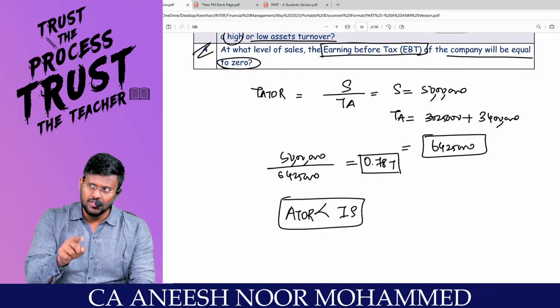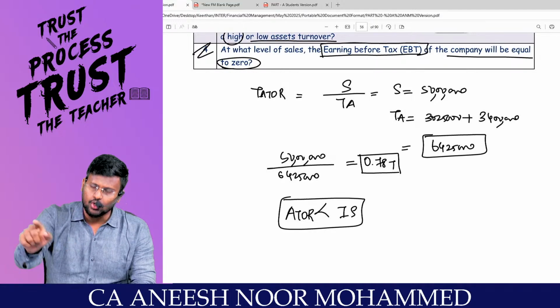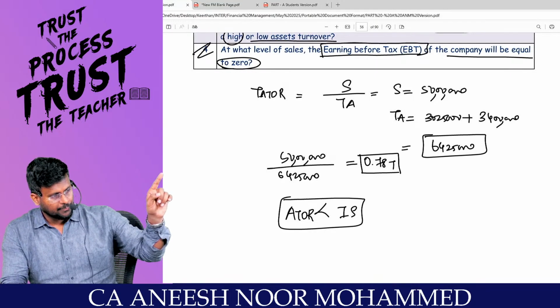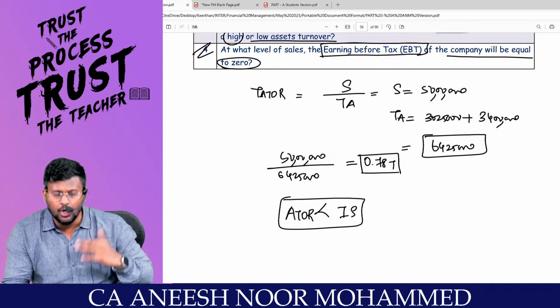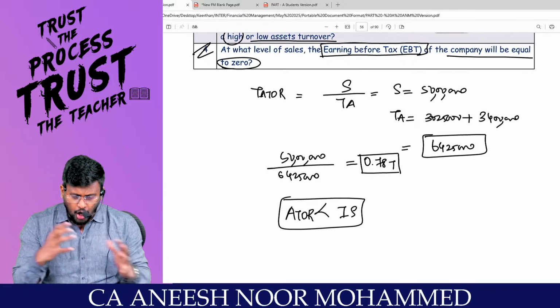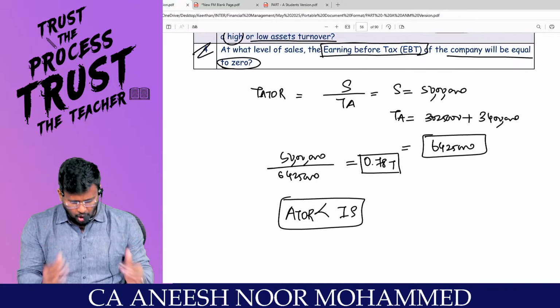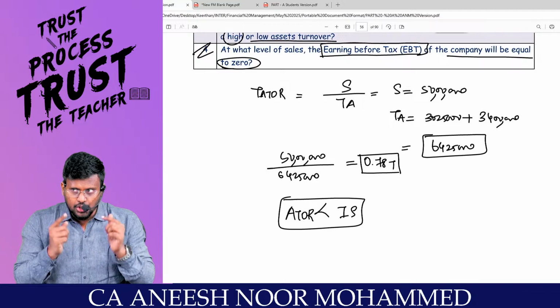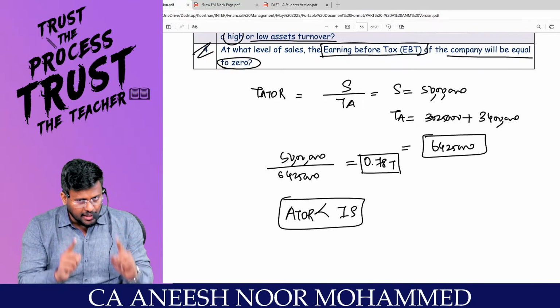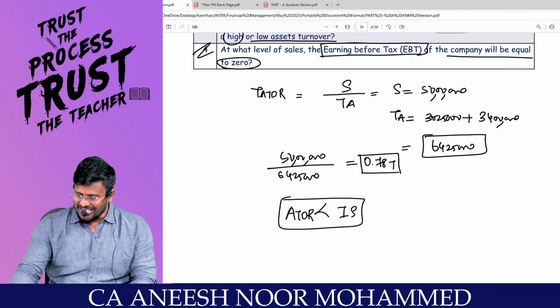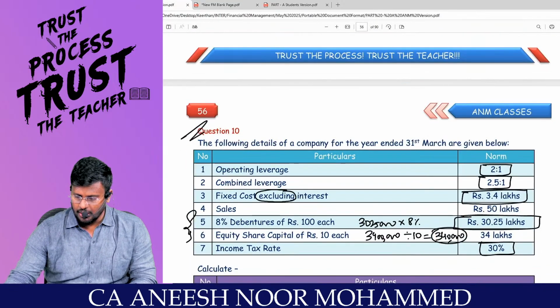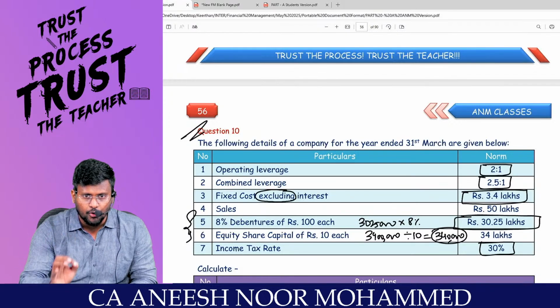What is the difference between traveling through the fixed cost route and also the interest route? If I am taking the full interest, my financial leverage will not match. Sir, it not matching is not a problem. Let it not match. Why is it not matching? That understanding is the knowledge. Are you really with me? That's it with regard to question number 10. According to me, a beautiful and fantastic question.